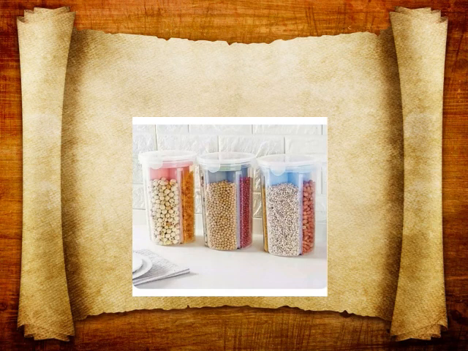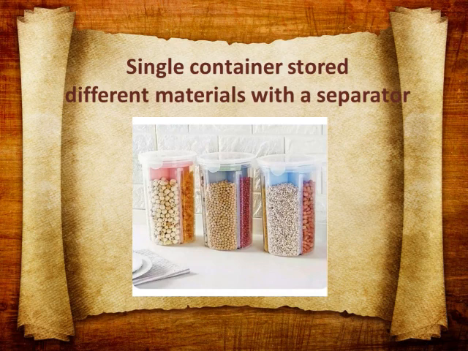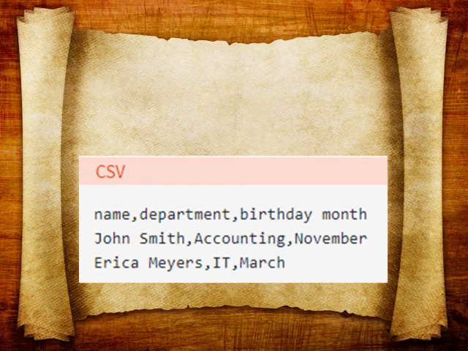You will see in this picture that every container is not storing a single item. All containers are storing different eatables which are separated by some plastic material. A single container stores different material with a separator. Now again I am going to show you another picture. Actually, it is related to my topic.